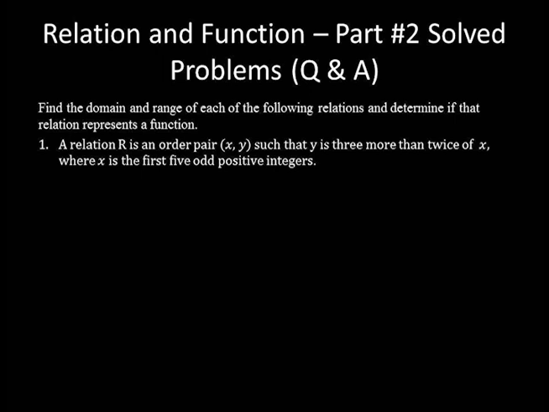The first concept, the relation is given as a set of ordered pairs x, y. The second concept, y is 3 more than twice of x, meaning to find y, the second element of the ordered pair, we have to multiply x, the first element of the ordered pair, by 2, and then add 3 to the product. The third concept, x is the first 5 odd positive integers.